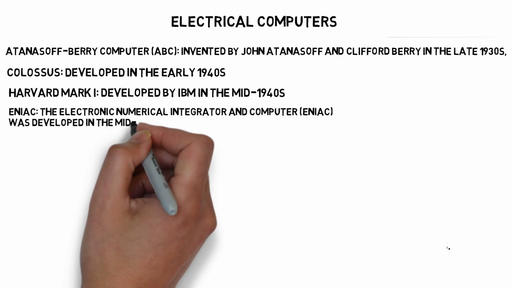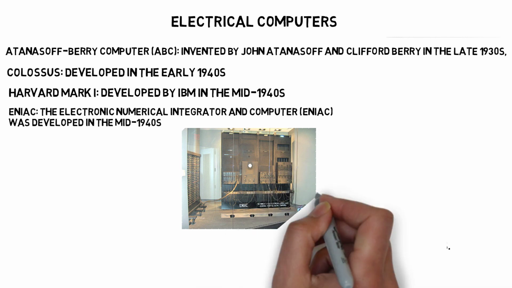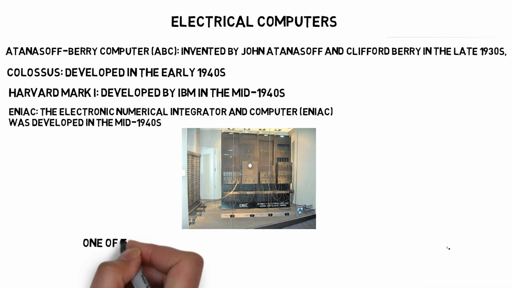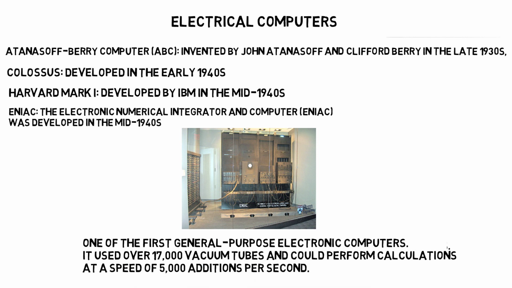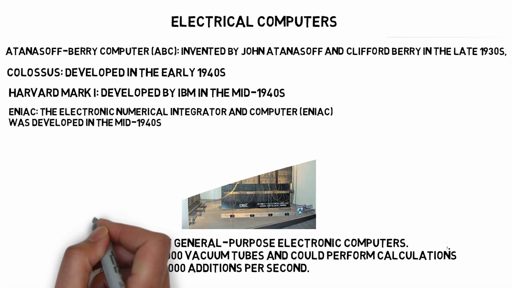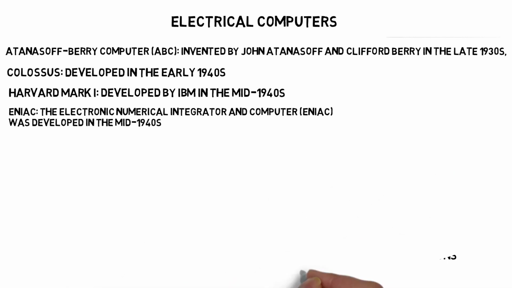ENIAC, the Electronic Numerical Integrator and Computer, was developed in the mid-1940s and was one of the first general-purpose electronic computers. It used over 17,000 vacuum tubes and could perform calculations at a speed of 5,000 additions per second.